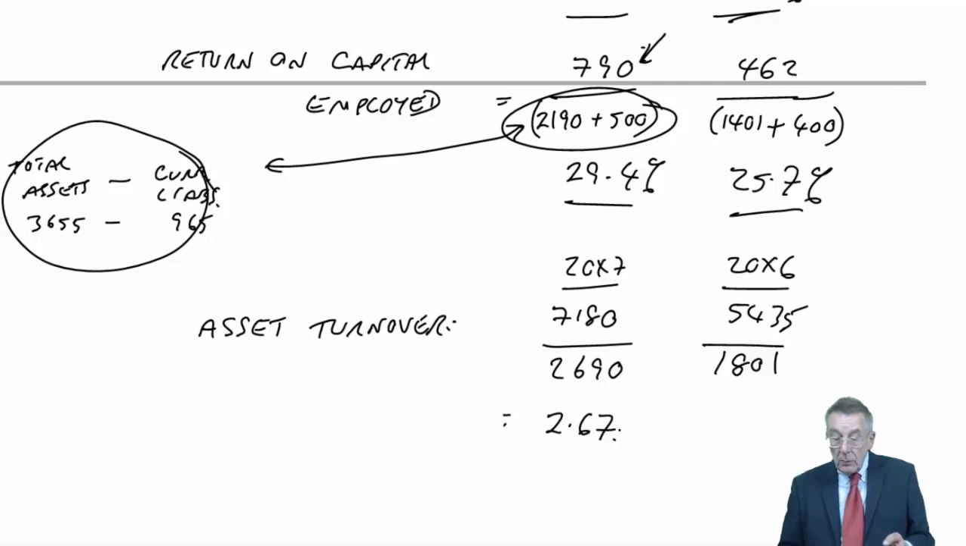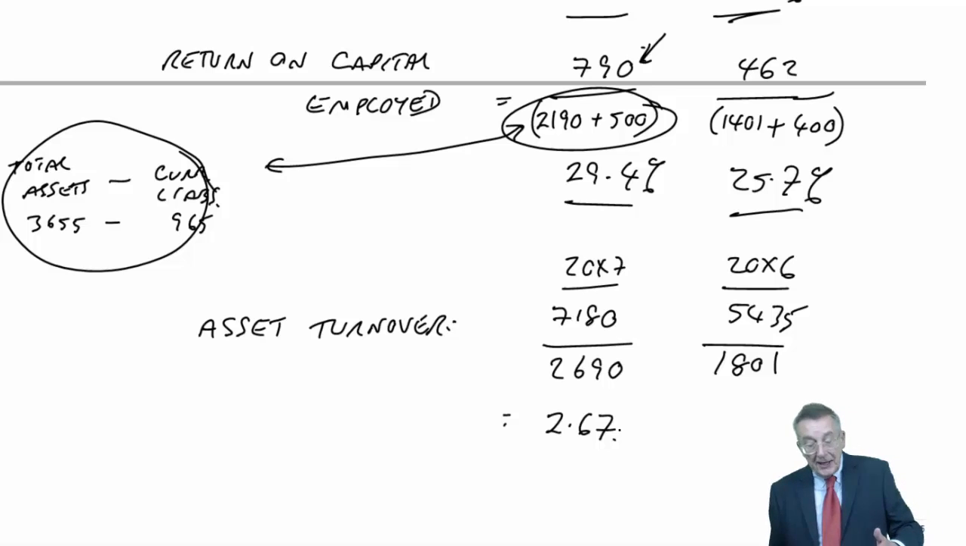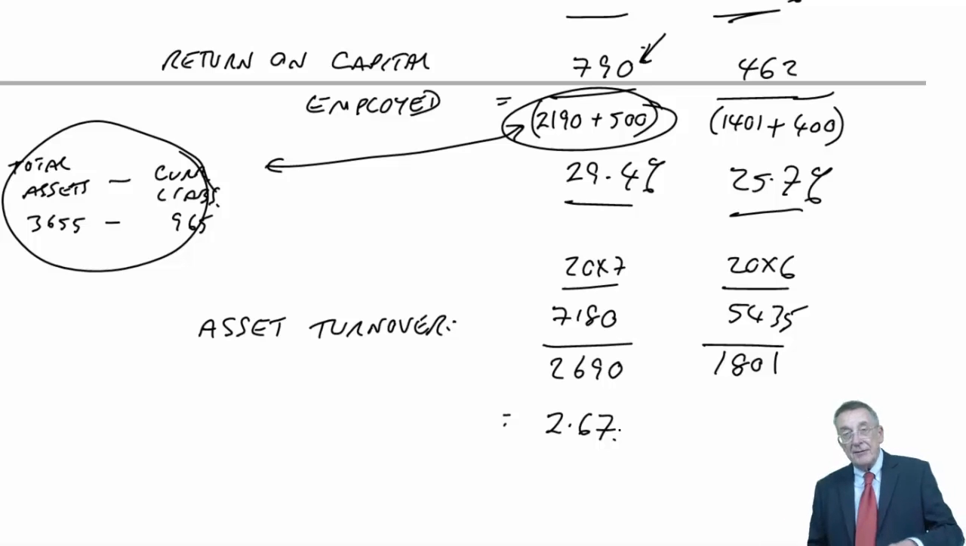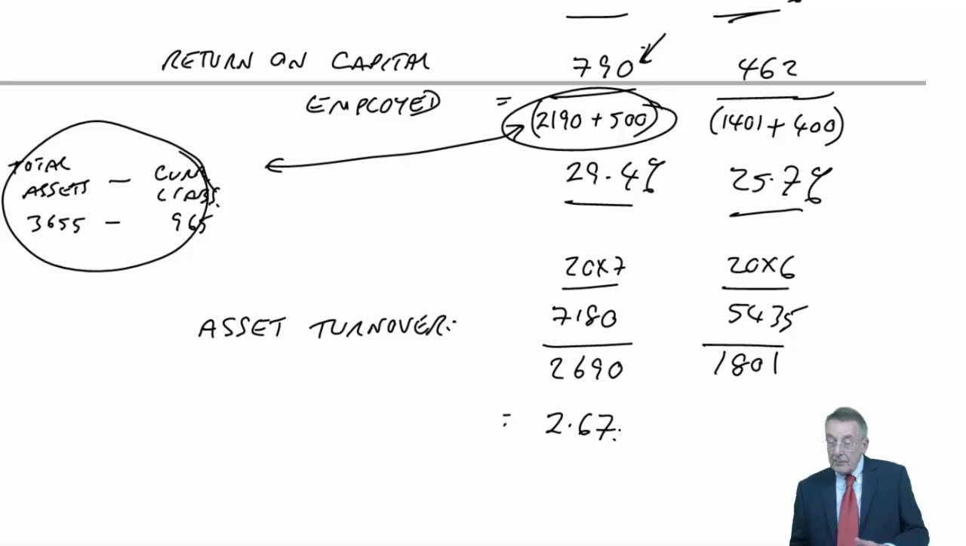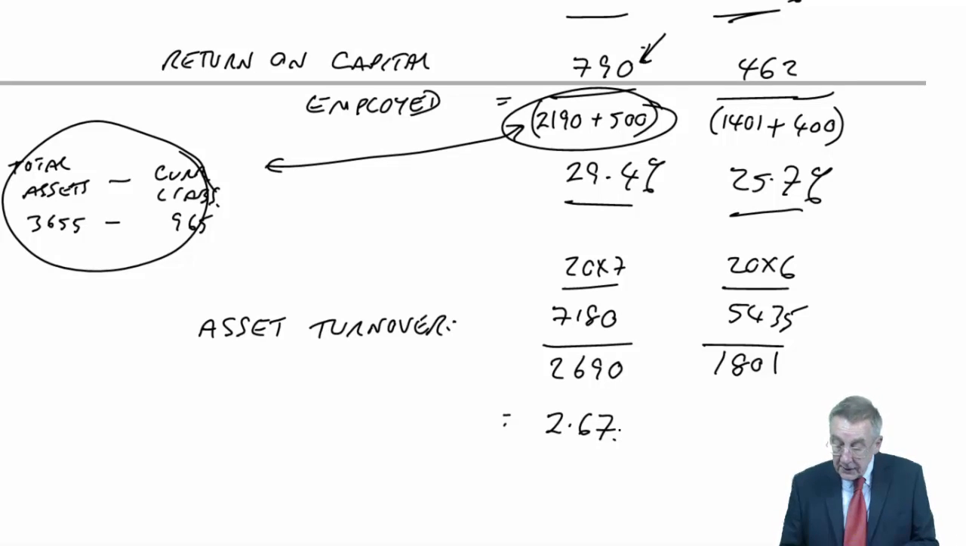And what does that mean? It means that we're managing to make sales 2.67 times the level of capital. What was it last year? 5435 divided by 1801. Last year was 3.02.